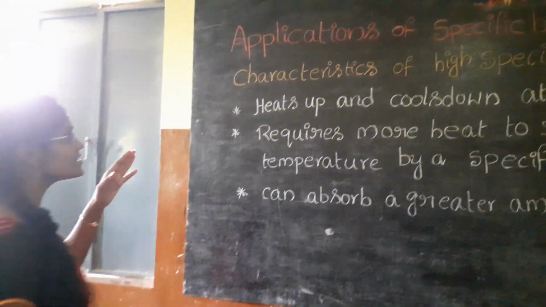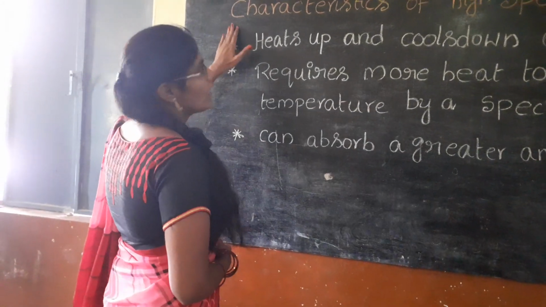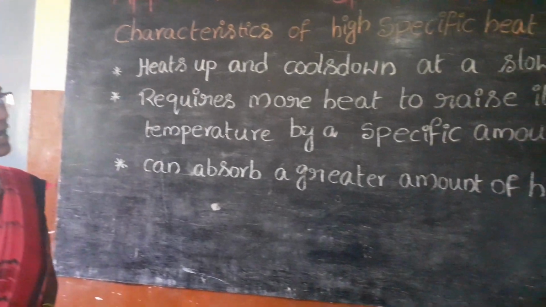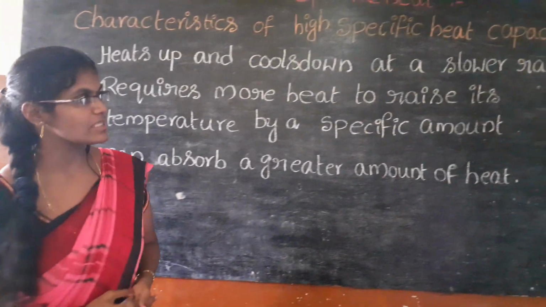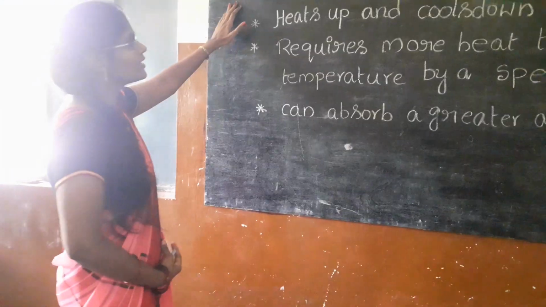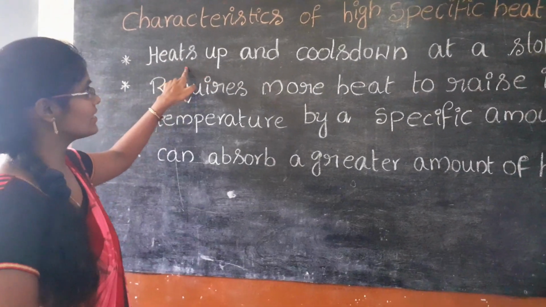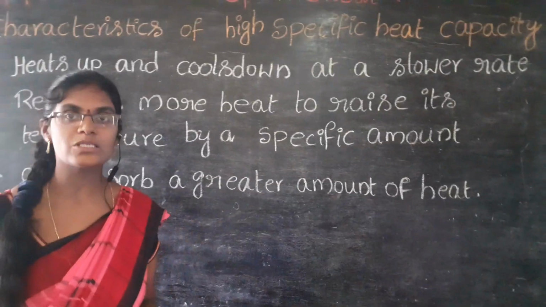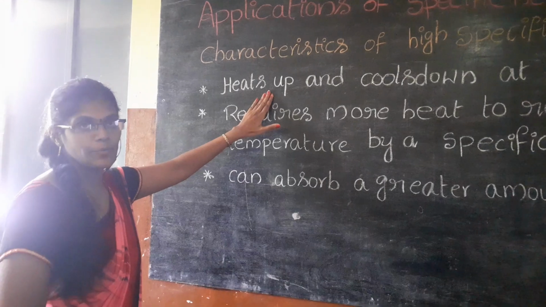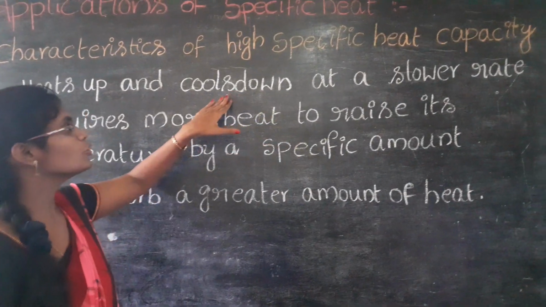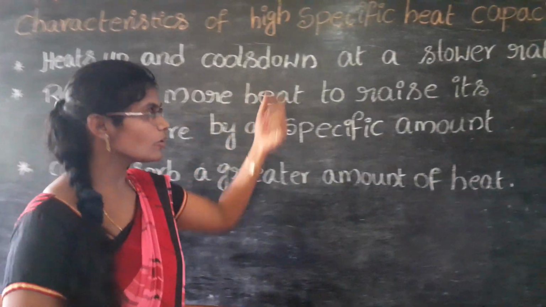Children, our next topic is applications of specific heat. Before explaining the applications, I'll remind you of the characteristics of high specific heat capacity materials and low specific heat capacity materials. First, the characteristics of high specific heat capacity materials. High specific heat materials heat up and cool down at a slower rate. Means they take more time to heat up, and similarly they take more time to cool down.